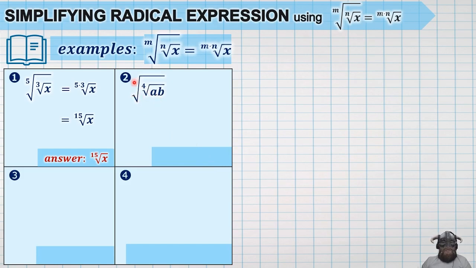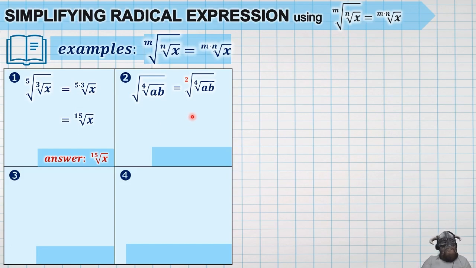So, kung titingnan mo, walang nakalagay na index kapag square root. Pero pwede natin dyan ilagay 2, kasi it's automatically 2 kapag walang nakalagay na index dahil square root ito. Now, same thing na gagawin natin sa katulad ng ginawa natin sa number 1.